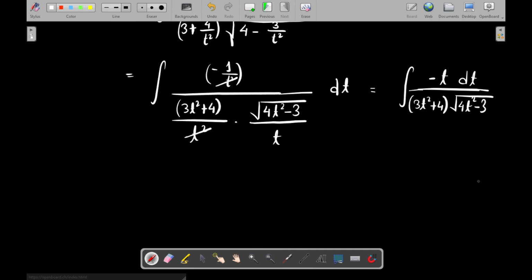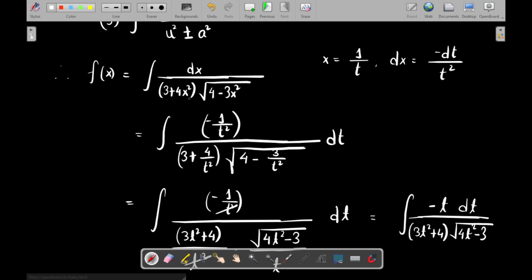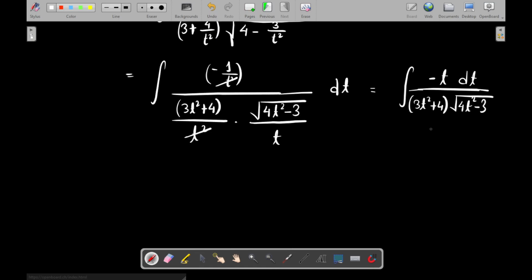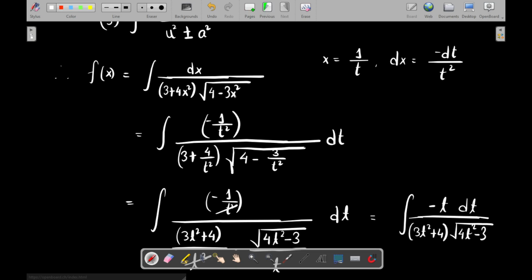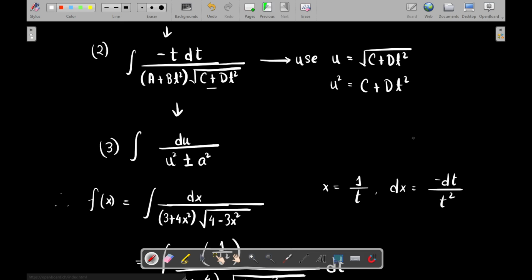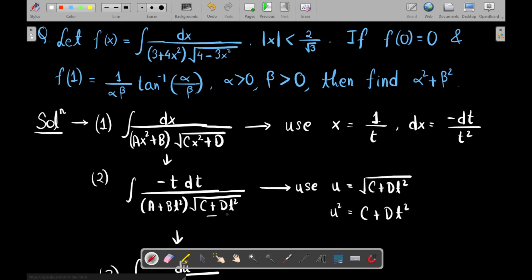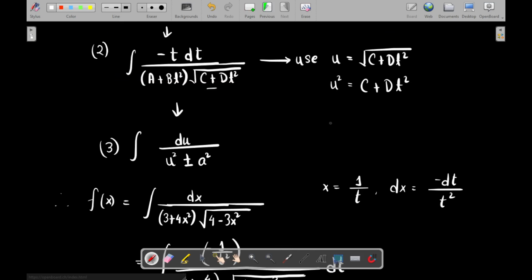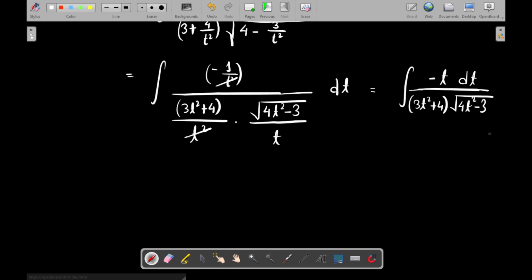Minus t dt is present here, and the coefficient of t square, which was originally with 4x square, has now become 3t square, and inside the square root also. It was initially with minus 3, now it is with plus 4. So this has swapped like this. Now we need to use another substitution, which is u equal to this square root term. We will use this substitution.